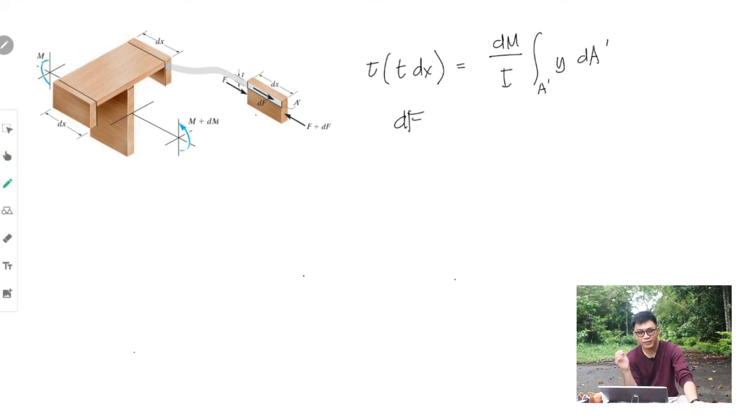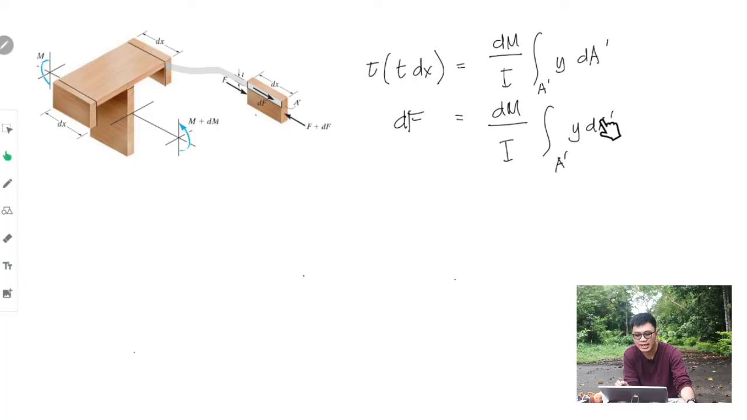So therefore, your dF is basically equal to this equation, dM over I integral of y dA prime. And again, as you can recall from our transverse shear lesson, our shear formula lesson, this can be further simplified if we have a well-defined cross-section. And this one is your Q.